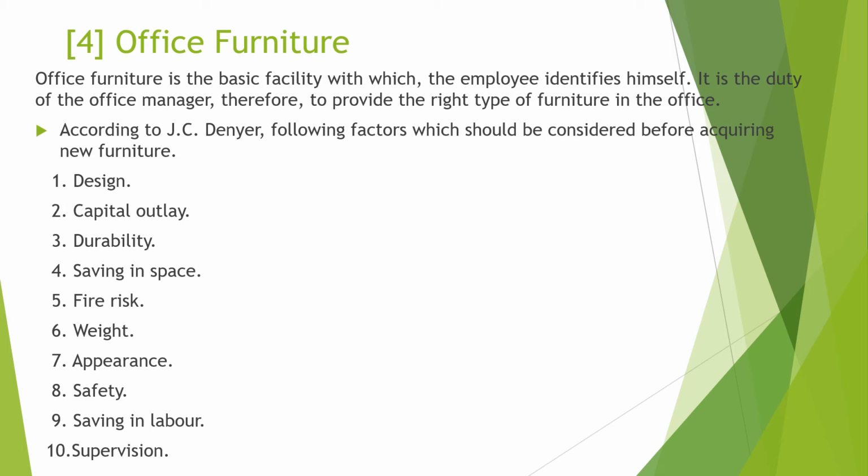Next is safety. Plate glass top furniture may not be safe in use. Next is saving in labor. Some furniture, such as built-in file units, can save movement and walking about by the employees. And last is supervision. The work being done in the office should not be overlooked due to the structure of furniture.